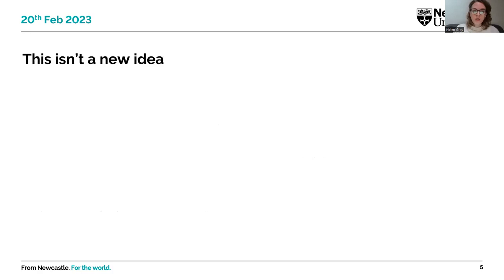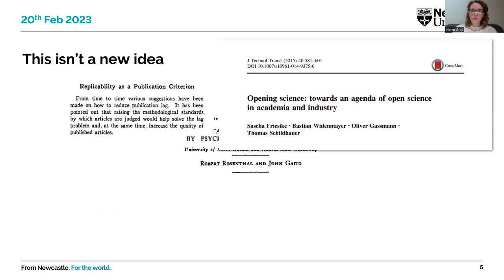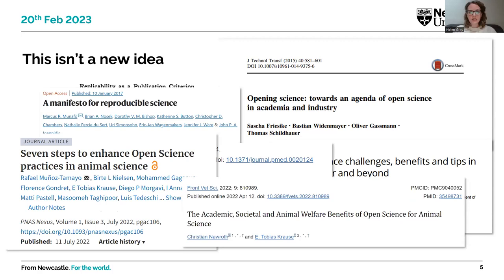I want to be clear that this isn't a new idea. The idea of reproducibility and open science has been around since the 1950s, 1960s. And in more recent years, this has been brought to animal science and animal welfare science with the work of some people who are in this call today, Anna Olsen, Bertin Nielsen, Christian Narot, Tobias Krauser, just to name a few.